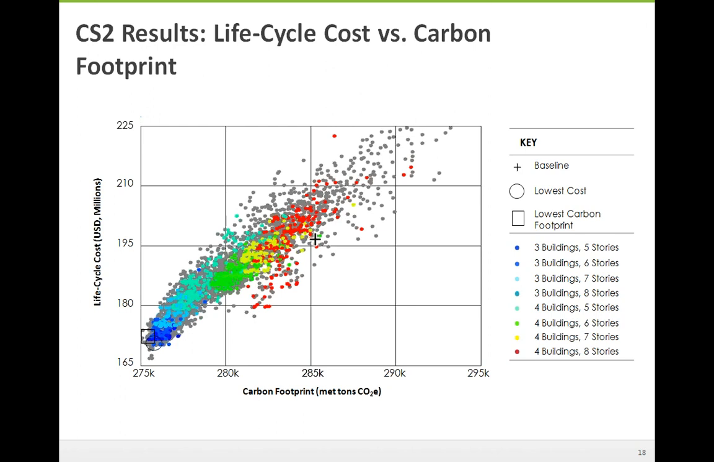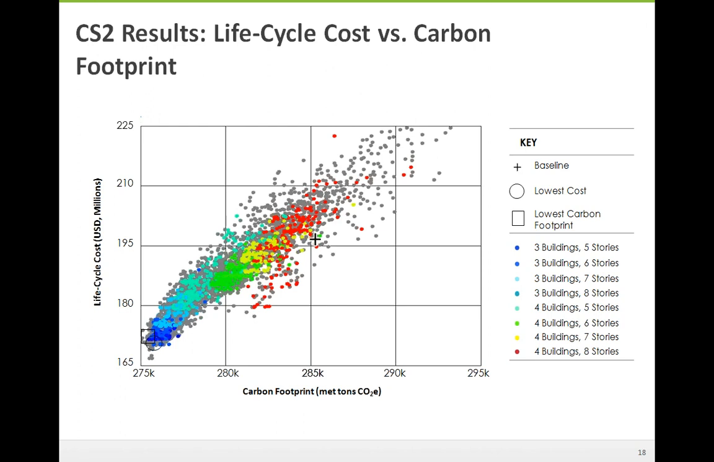And what you see is a black cross. That was the baseline design, a 4-building, 8-story configuration. The colors of the dots correspond to the topology of the buildings, as you can see in the key. The blue dots correspond to 3-building configurations. The other colors correspond to 4-building configurations, varying between 5 and 8 stories.